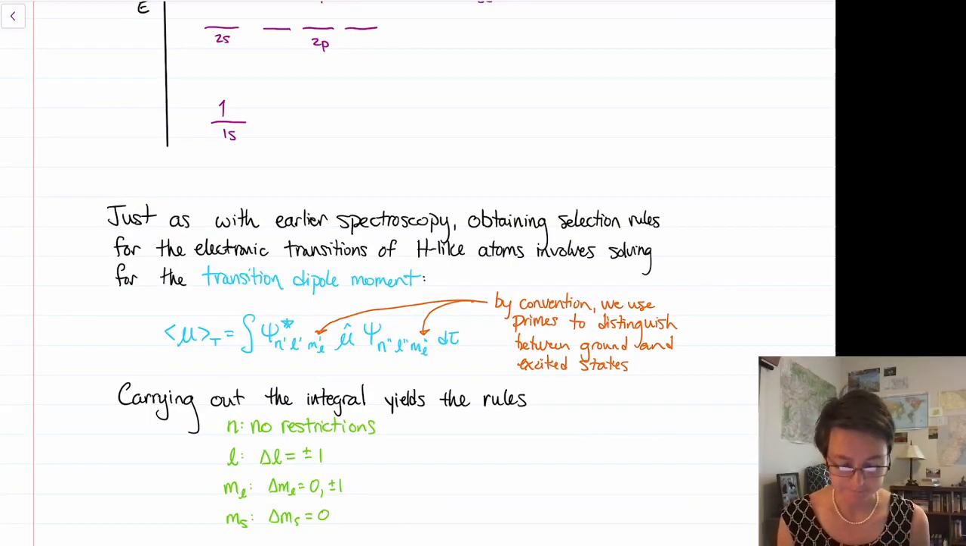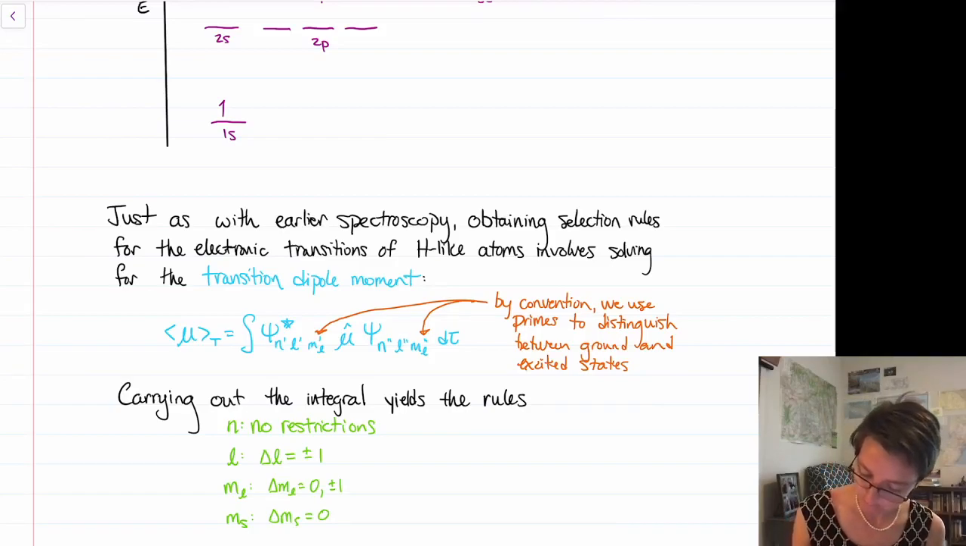and plug in the wave functions associated with the hydrogen atom. By convention, you'll see me pretty frequently during today's lecture using primes to distinguish between excited and ground state. There's not necessarily unanimous consent over what primes mean what. Does it mean the ground state or the excited state? But it really helps distinguish between states. So you'll see me use that notation in today's lecture.